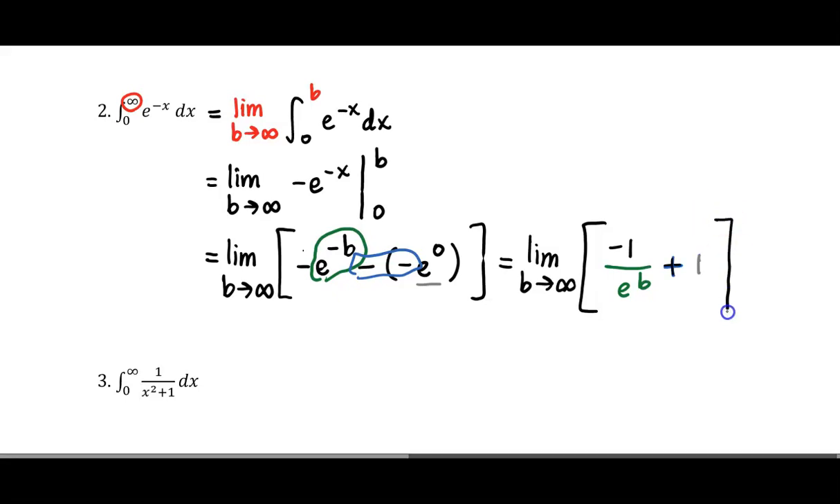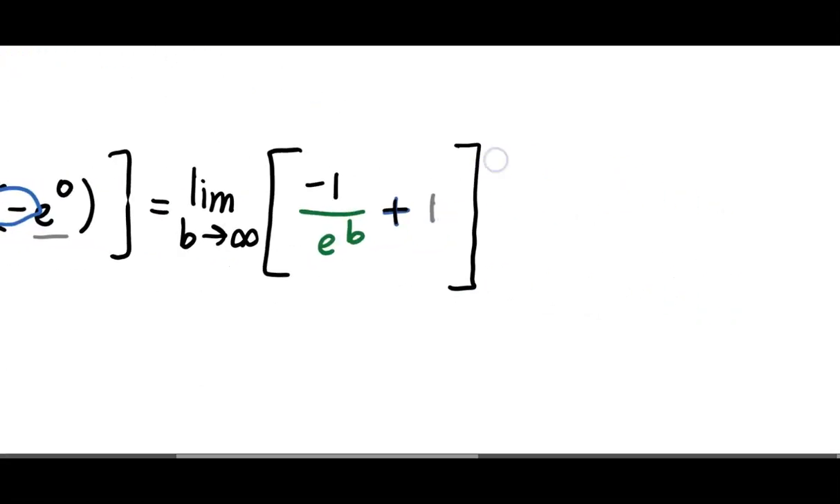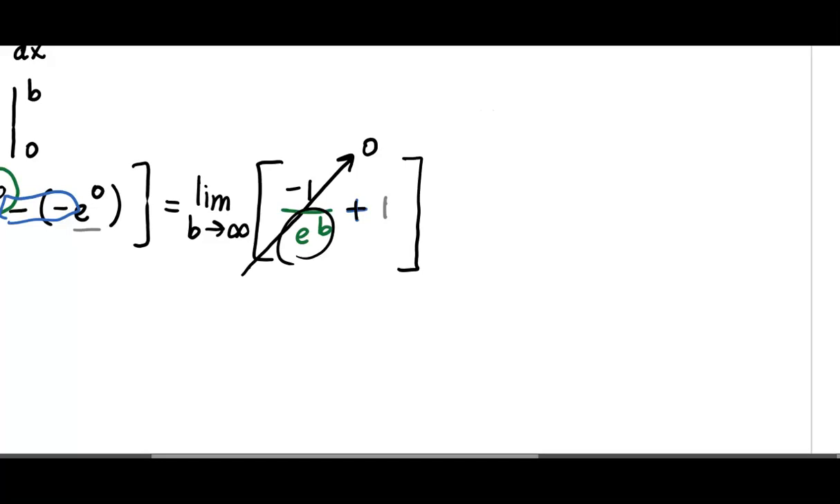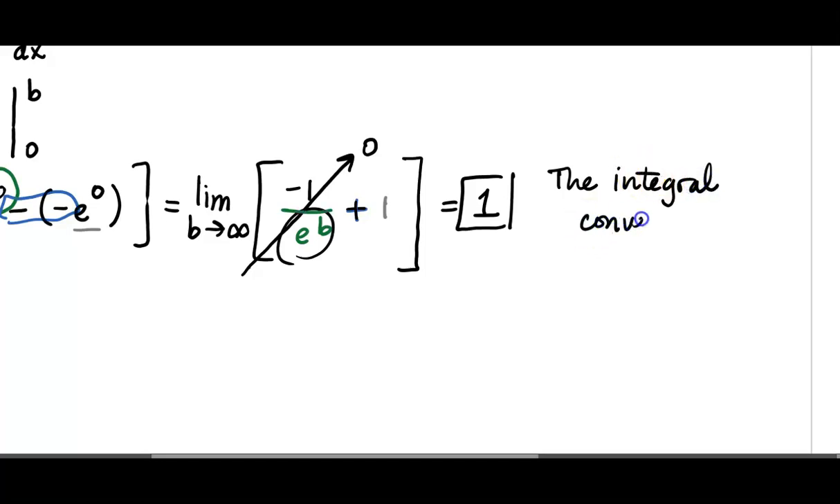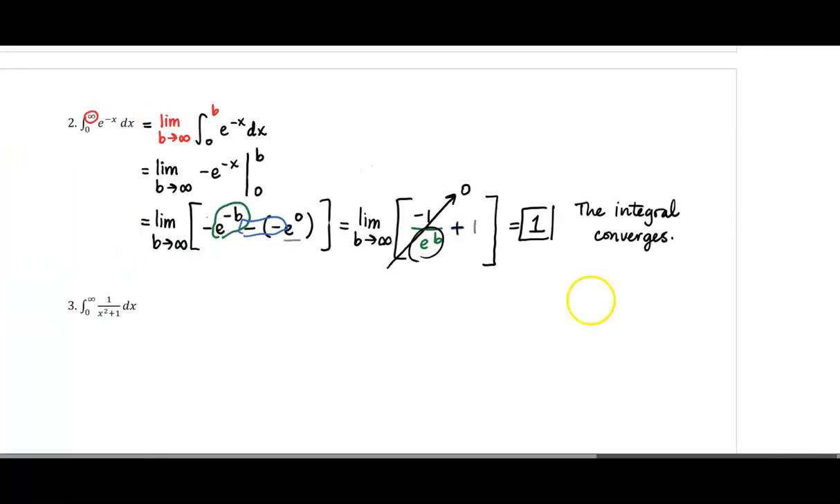So now let's actually apply our limit. As b goes to infinity, this denominator is going to go to infinity, which means that entire fraction will go to 0. When the denominator gets very large, the entire fraction goes to 0. And so this integral is equal to 1. And so I can conclude that this integral converges because it does exist and it did equal a real number.